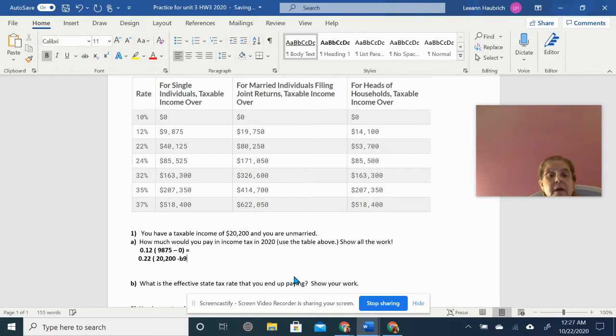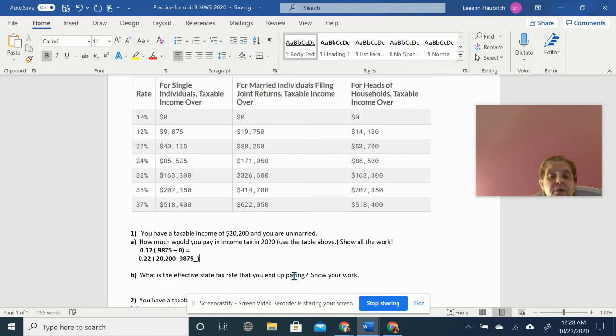So 9875. Whoops, let me back that up. I hit something in there that I shouldn't have hit. I guess I shouldn't be doing this after midnight. And then an equal sign.